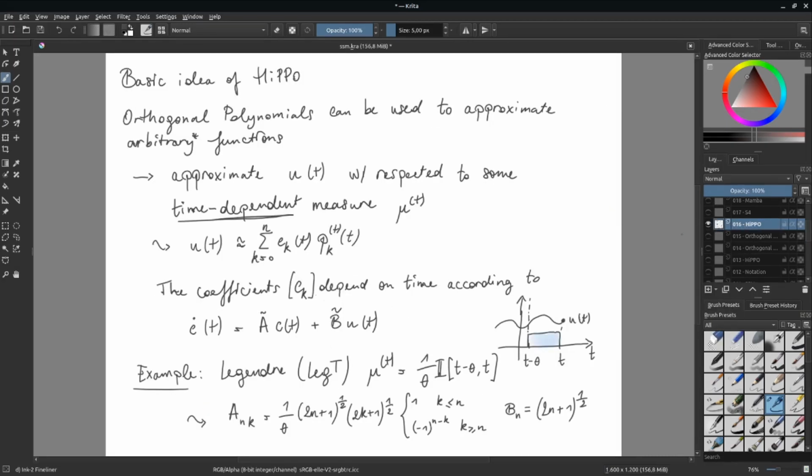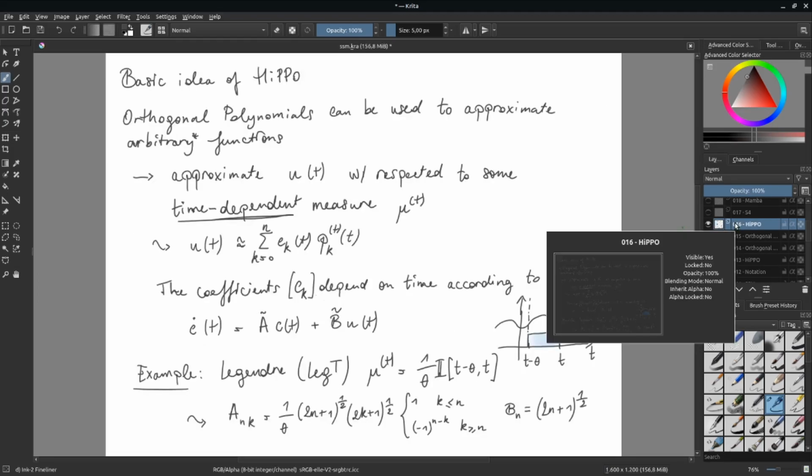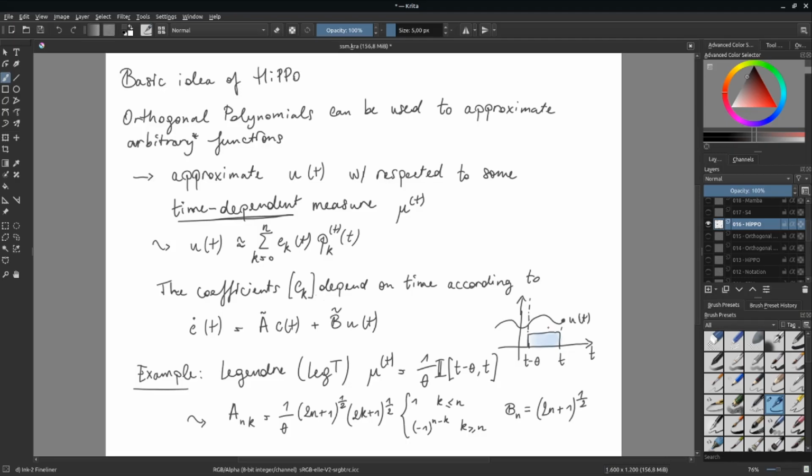So the basic idea of HiPPO is to use these function bases, these polynomial bases, to approximate the previous states of u. Suppose I'm at u of t, and I have the full past history of u, and I want to approximate this past of u with respect to some measure, and here the measure depends on t, because it's sliding as I move through time. Here I have an example for the Legendre polynomials, but it's fully general. Now, because it's a basis of polynomials, I can approximate my signal u of t with that basis. So u of t is roughly equal to a combination of coefficients c_k that depend on time, times my polynomial basis that also slides through time.